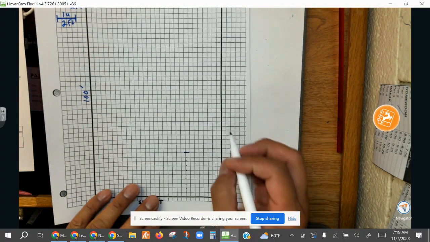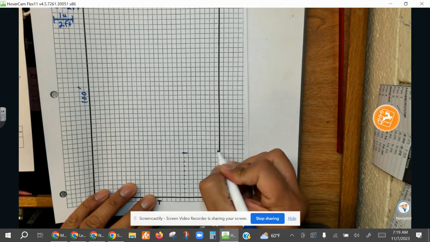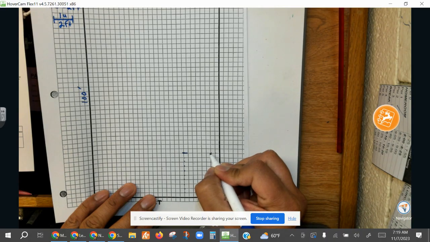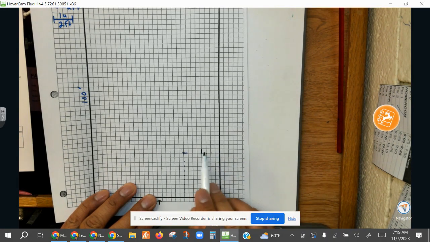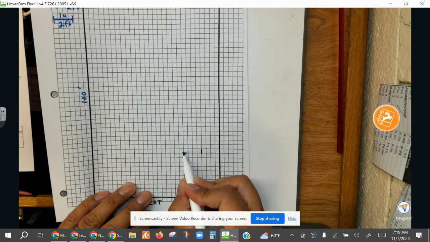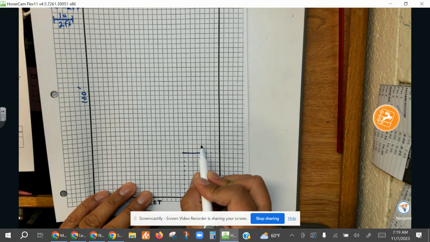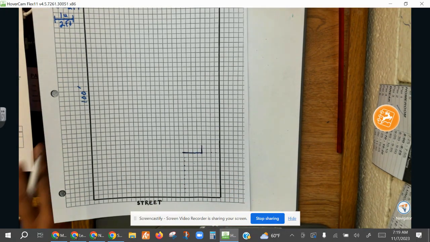So 8 feet would be how many units? So 8 feet is 4 units. So we know that this is 4 units. 1, 2, 3, 4 from the right side of the lot. So what this tells us is the corner of the garage is right there. That's the corner of the garage.